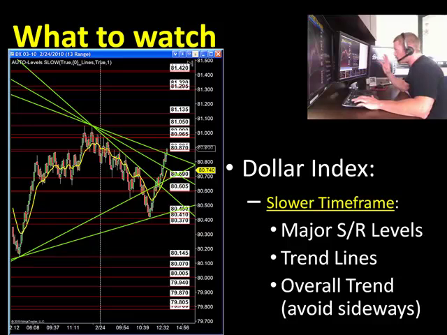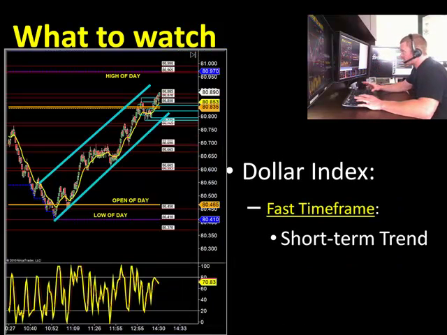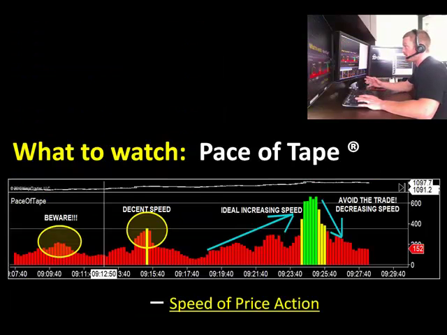Okay, so once again, here's my slower time frame. I'm going to look for trend lines, my major levels, overnight highs and lows, monthly, quarterly, weekly highs, double tops, double bottoms, the overall trend. Then, of course, in the fast time frame, all I care about is that short-term trend. What's happening right now? I don't care about what happened yesterday or even more than 10 minutes ago, what's happening right now on the fast time frame. And then last but not least, watch the pace of a tape indicator. That will tell you when, of course, we have slow price action.